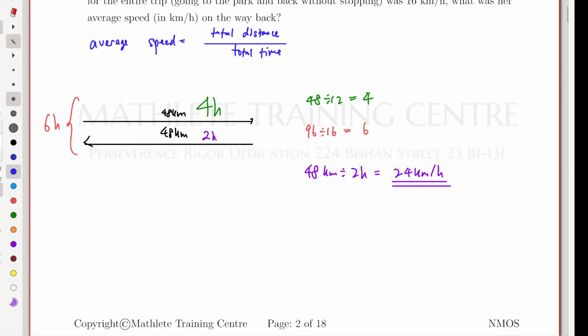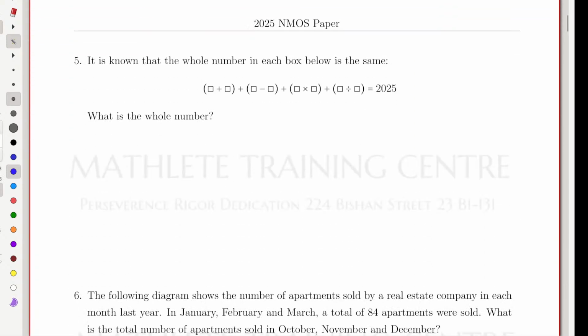Okay, let's move on to question number 5. Question number 5, it is known that the whole number in each box below is the same. What is the whole number? Well, if each is the same, let me just call this box the letter A. So each of them I'll replace with the letter A. What will be the expression here?